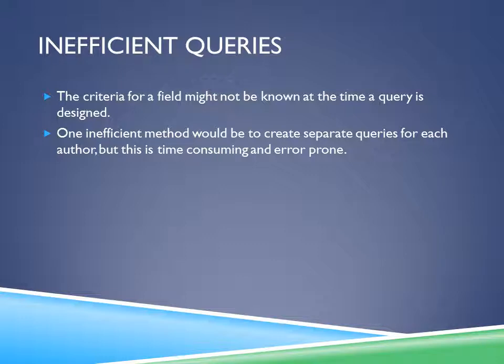One inefficient method for this would be to create separate queries for each author. So, for example, all books by Levi, all books by Jones, and so on and so forth. But this is time-consuming and very error-prone. It would require a lot of queries plus a new query every time an author releases a new book, so it would be very repetitive and useless. So there's definitely a better alternative that can be sought out.